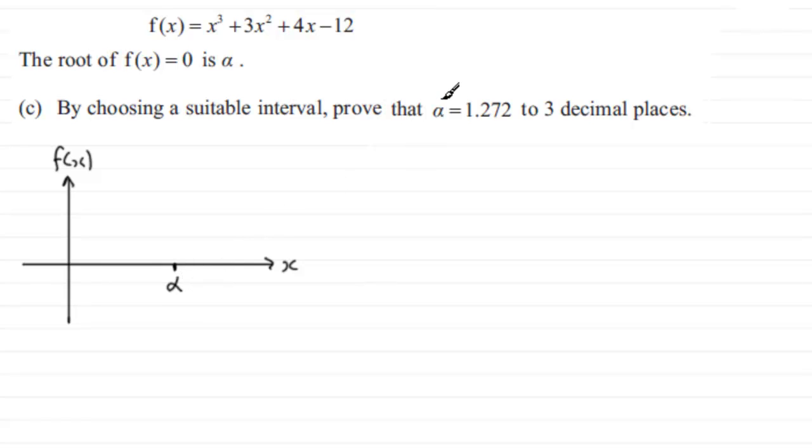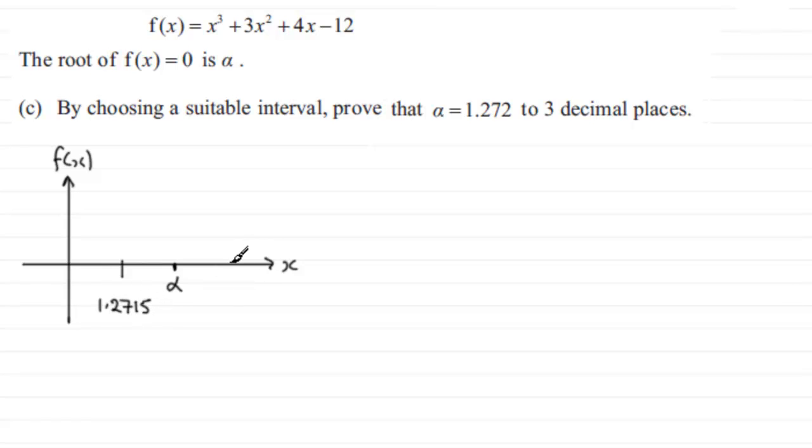Now, by choosing a suitable interval, we've got to prove that alpha equals 1.272 to 3 decimal places. So for this interval, we take the lower bound of this value, and the lower bound will be 1.2715. Let's just say that it's there. This is not drawn to scale, but that's not the point behind this.